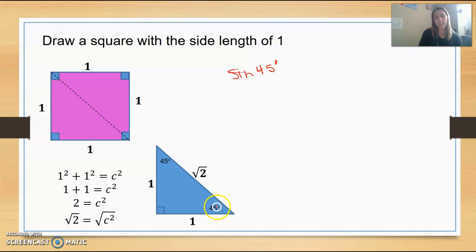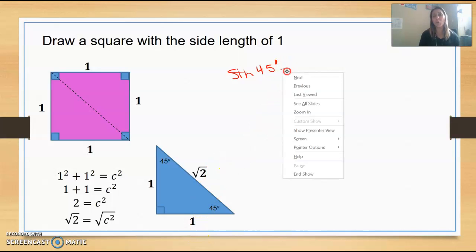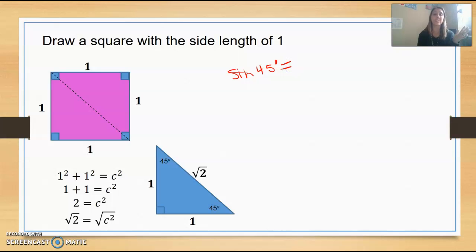Now, let's say we're looking at this one. We're going to get 1 over the square root of 2. Well, what if we look at this one? We get 1 over the square root of 2. If we're looking at this one, 1 over the square root of 2. So it doesn't really matter which 45, which means we only have to do this one time. We only have to find 6 trig ratios.